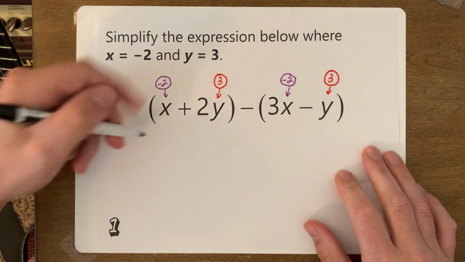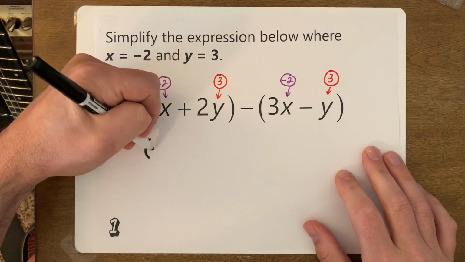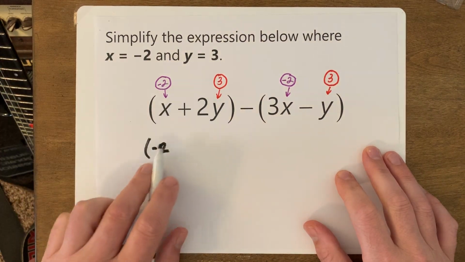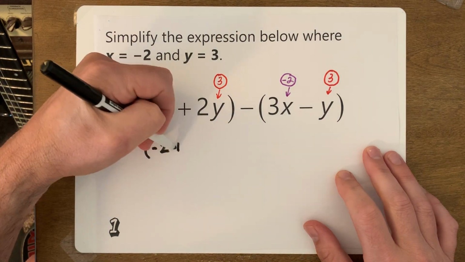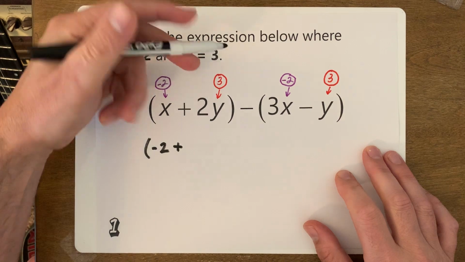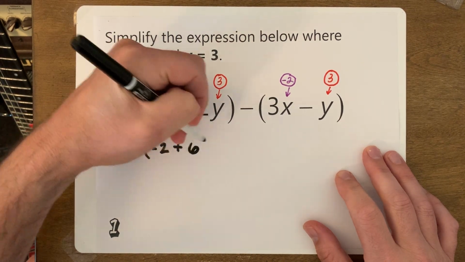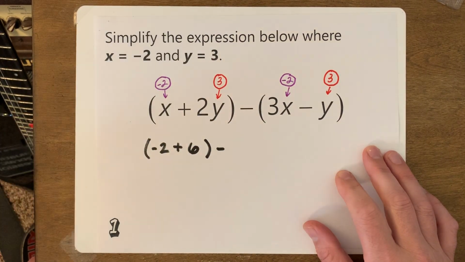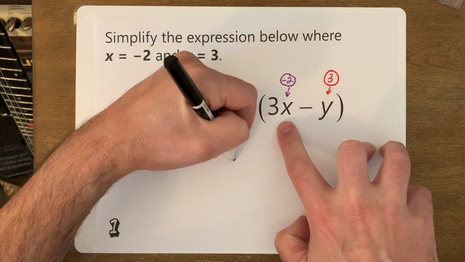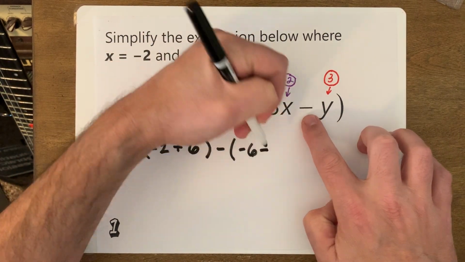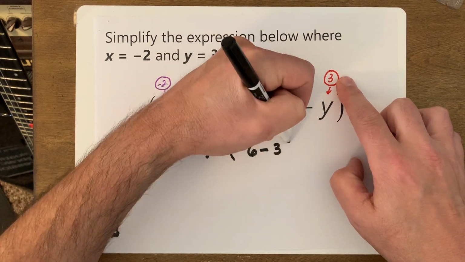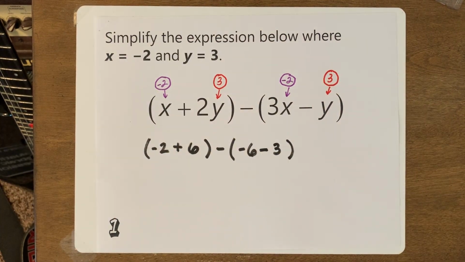All right, so here's what we got. We got -2. I'll keep the parentheses for now. -2, I don't need parentheses around the -2 because it's all by itself. There's nothing in front. So plus, and let's do this, 3 times 2 is 6. Save myself a little step there. Minus 3 times -2, and that's -6, minus 3. Okay, so everything looks good where I plugged it in, and now all we have to do is start simplifying this.